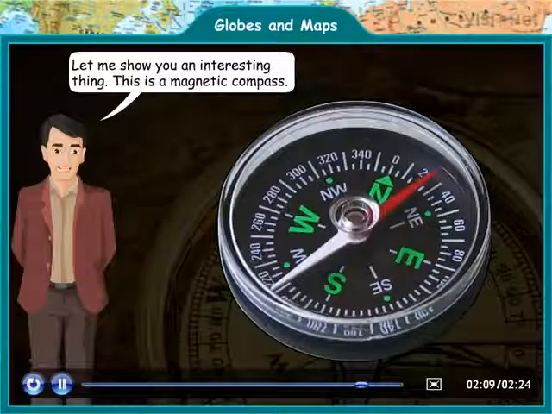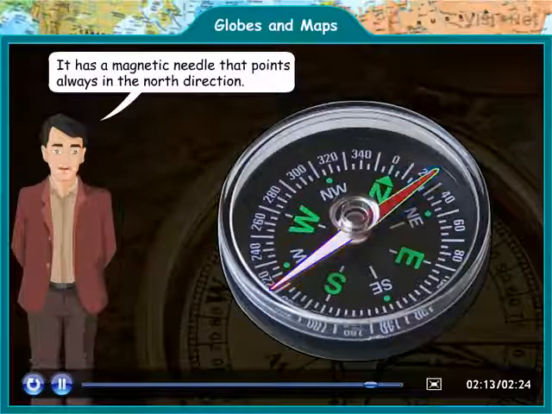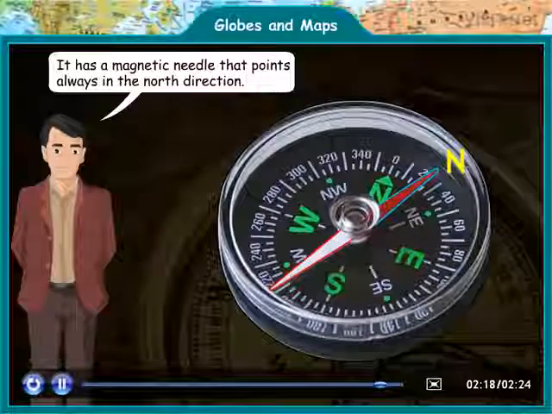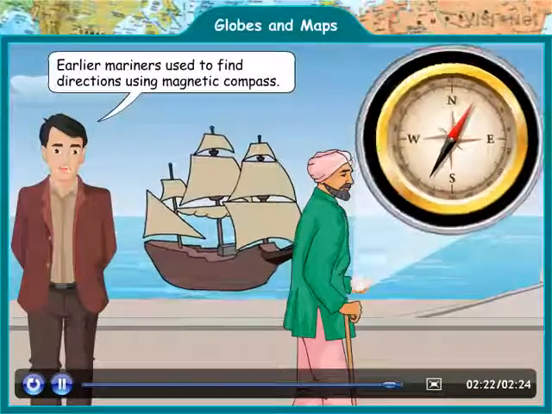Let me show you an interesting thing. This is a magnetic compass. It has a magnetic needle that always points in the north direction. Earlier, mariners used to find the directions using a magnetic compass.